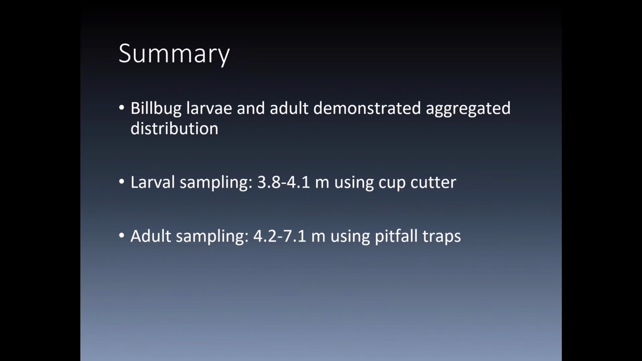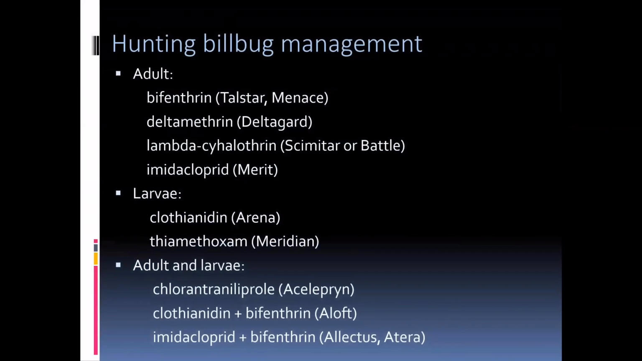So for adults, same thing. If you're going to put out pitfall traps, I would say take an average of around 6 meters. If you put them 6 meters apart and you're seeing adults, that means they are aggregated in that area, in that spot where you put out the trap. And that's where you need to spray. That's where you need to make an application. So that's the bottom line.